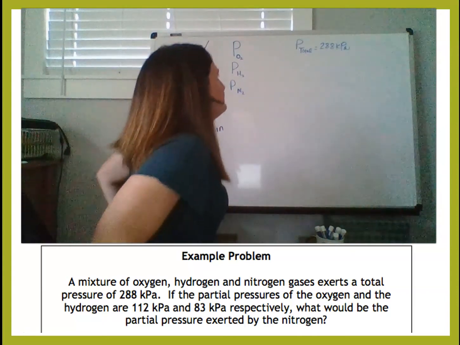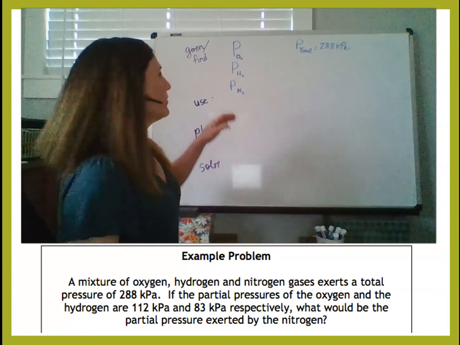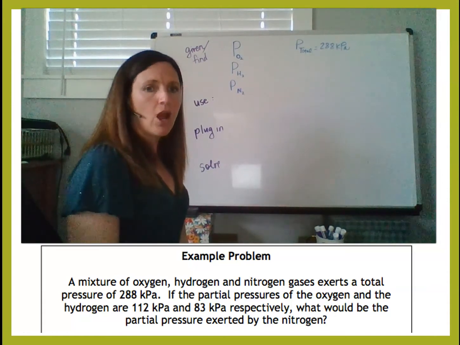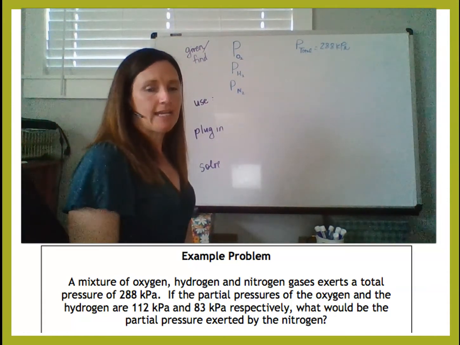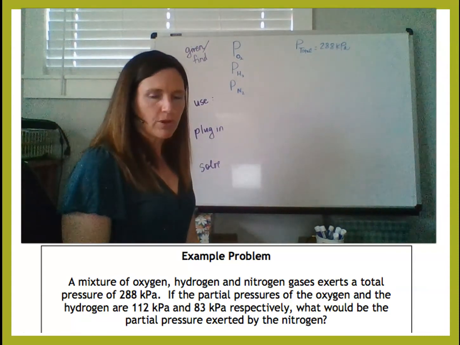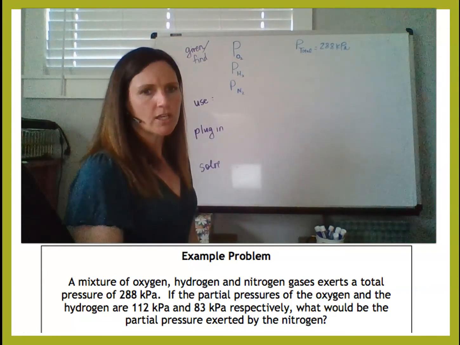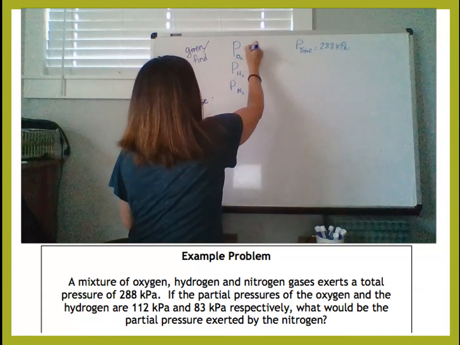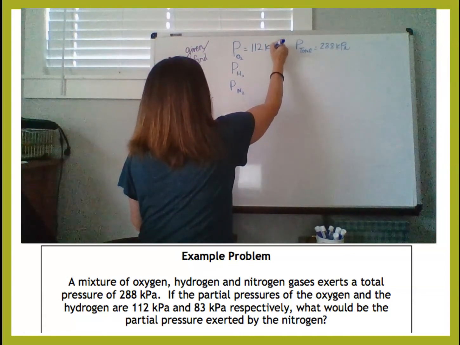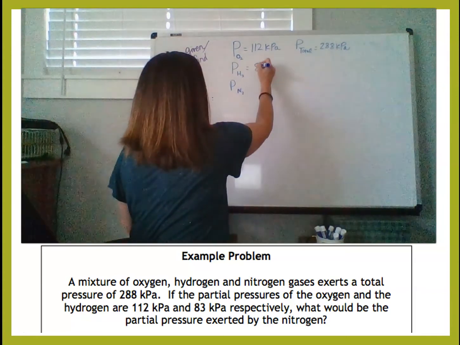Okay, so we start with that. We're going to be using Dalton's law of partial pressure, but before we get there, sorry, I didn't write down the next sentence. If the partial pressure of oxygen and hydrogen are 112 kPa and 83 kPa respectively. When they say respectively, that means that the first one goes with the first one. So oxygen goes with 112 kPa, and hydrogen goes with 83 kPa.